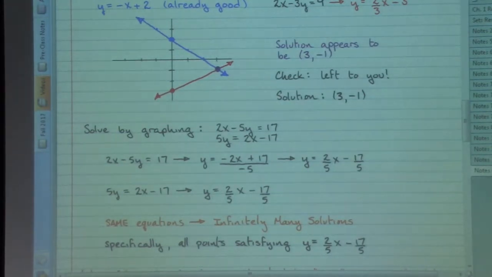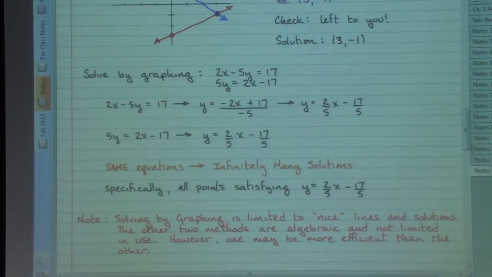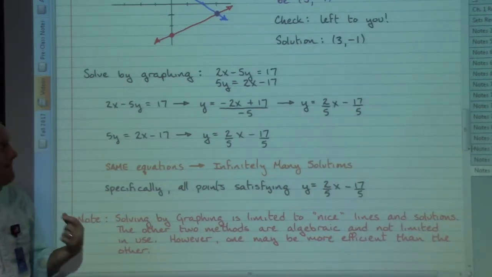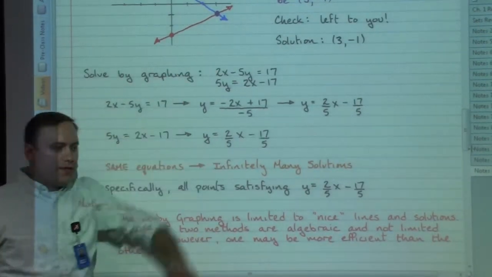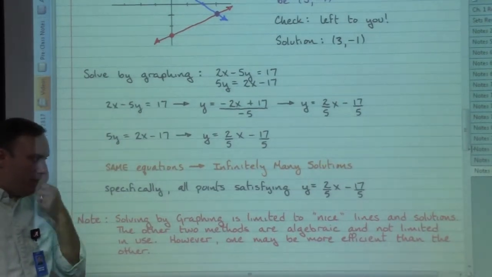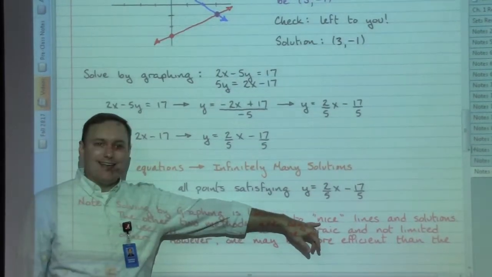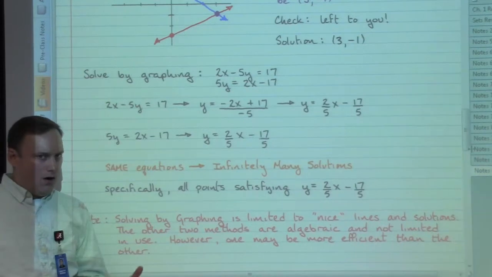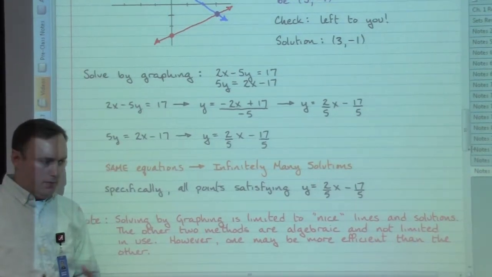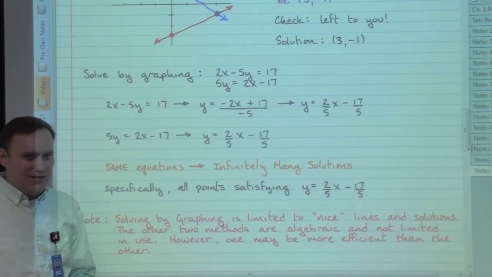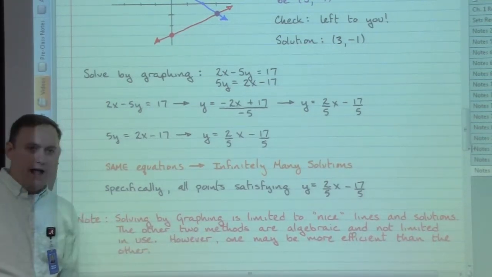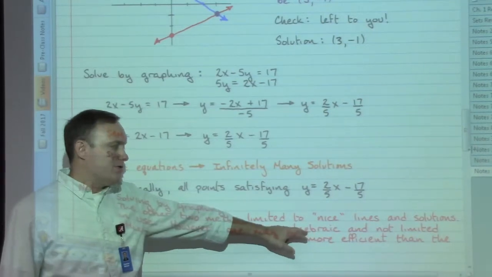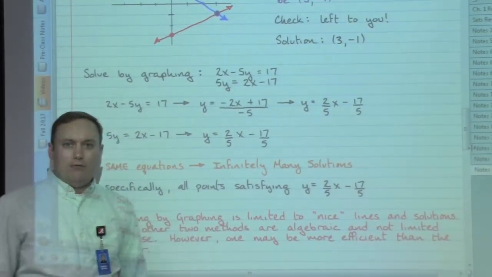But again, one of the comments that I've made here a couple of times is crucial with this method. Solving by graphing is only going to work for us when we can identify by eye what that particular point of intersection is. So really, nice lines, nice solutions are the things that we would be able to pick out. Things that are a little bit more unusual, a little bit more difficult for us to identify by eye, are things that we're not going to be able to get from graphing, so we're going to have some sort of algebraic way of working things rather than graphical.